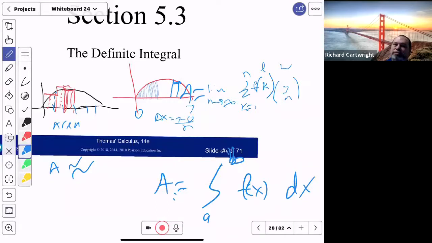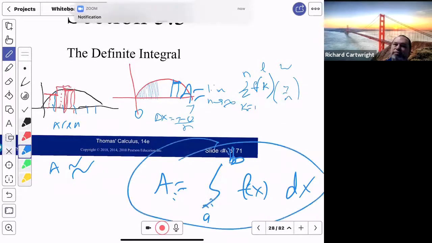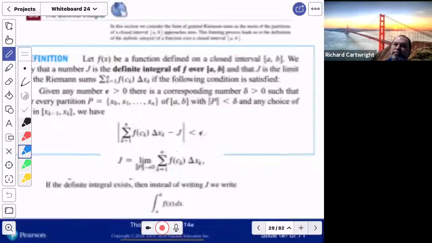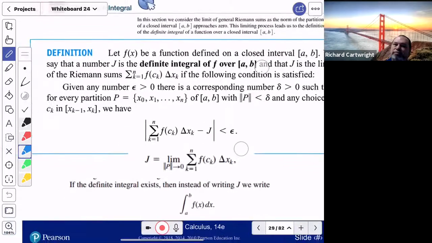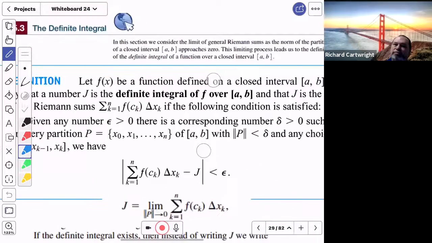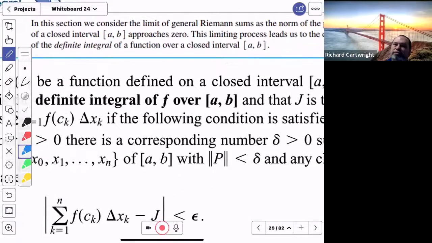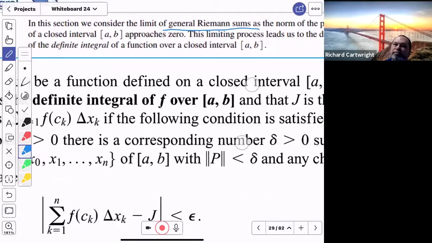So since today's lesson is definitely all about this, it's not about the rectangles anymore. This is important for AP. This is the rest of the story of where this came from. So start it right away. Some of this stuff in our book is kind of complicated how they wrote it, so I might skim over some things. In this section, we consider the limit of general Riemann sums.